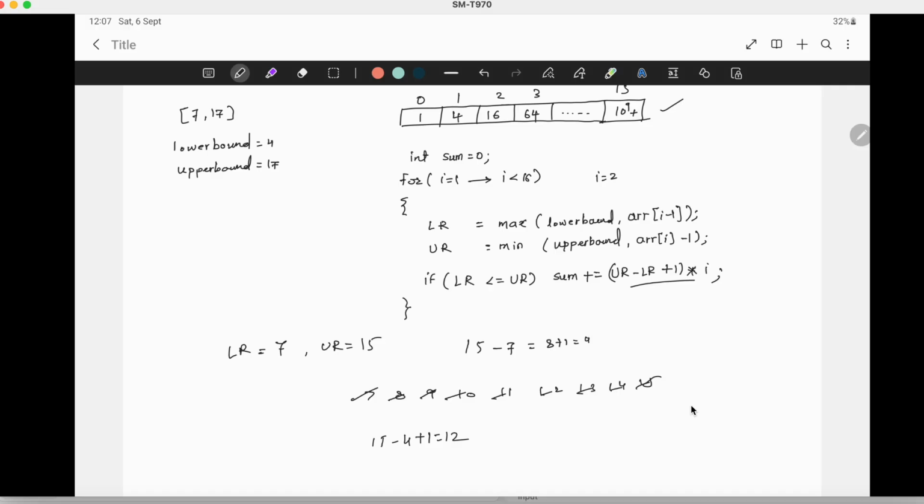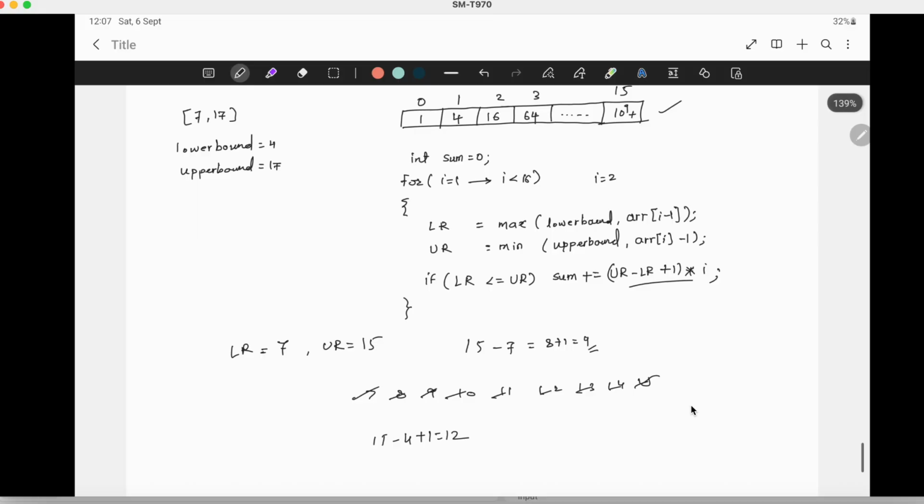8 plus 1 is 9, so in total 9 elements are there, and they basically take two operations. Whatever the current index i value that we have, that is what we will keep on multiplying. So we got to know that these many total operations are required from 7 to 15.